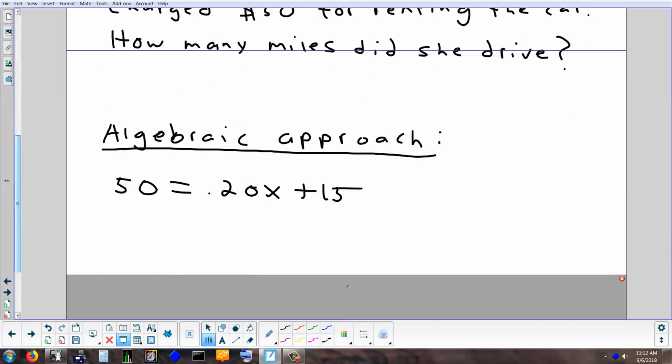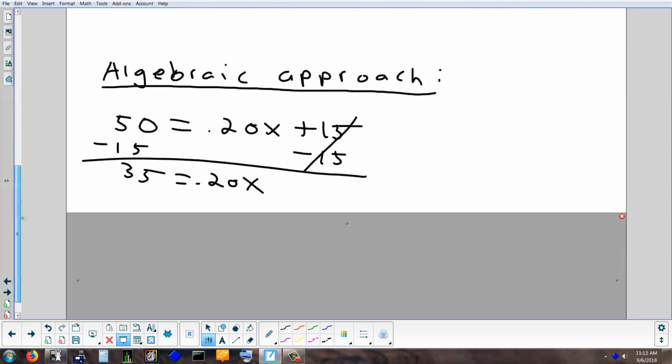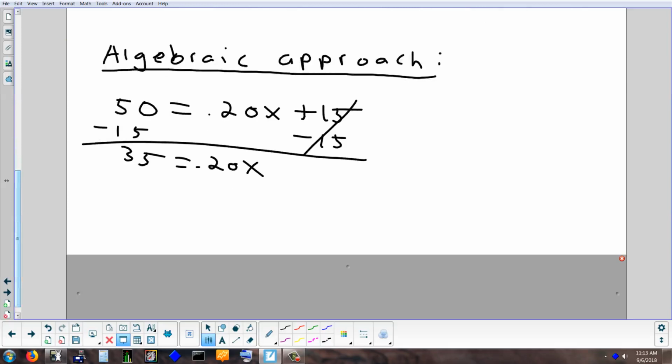So, Emily, what would be my first step to solve that? Subtract 15 from both sides. Yep. So we'll subtract 15. That's gone. So I get 35 equals 0.20x. And Greta, what's my last step? Divide x by 0.20. Yep. And then 35 by 0.20.